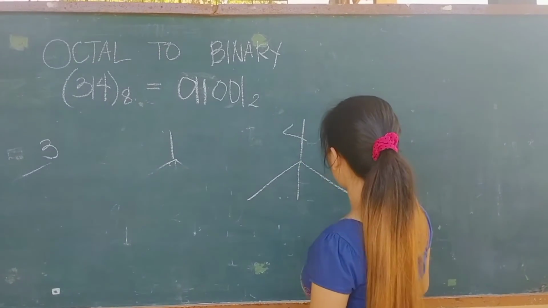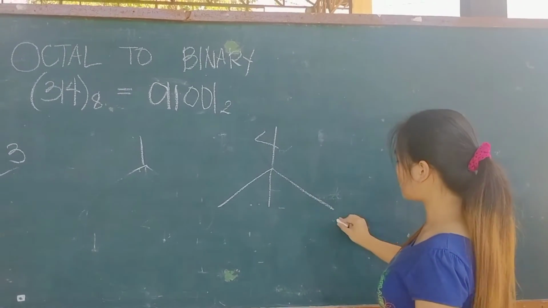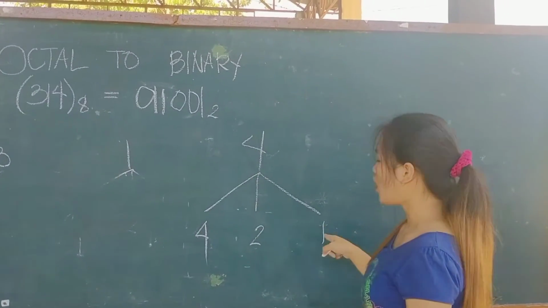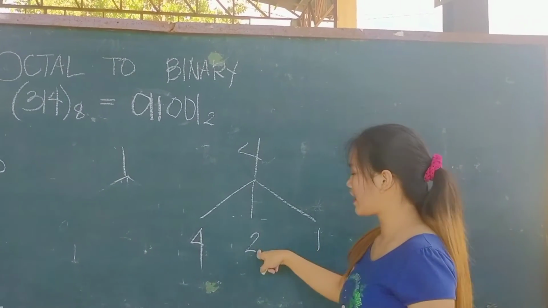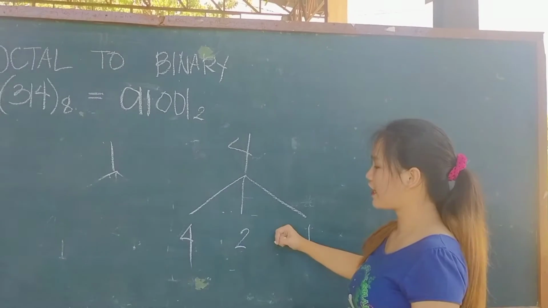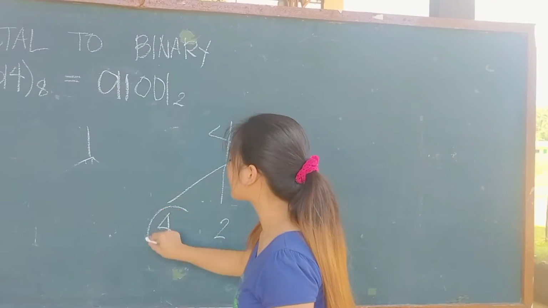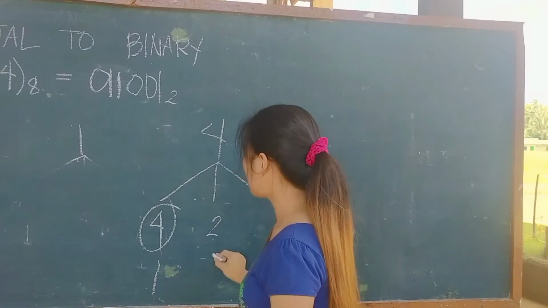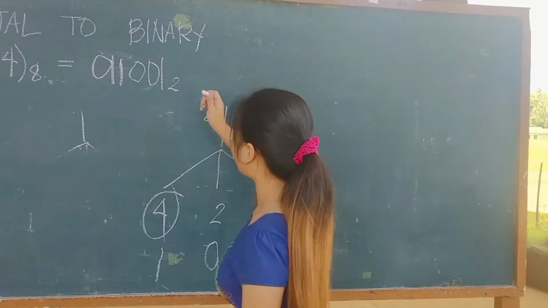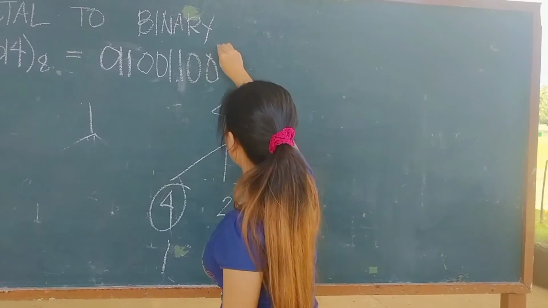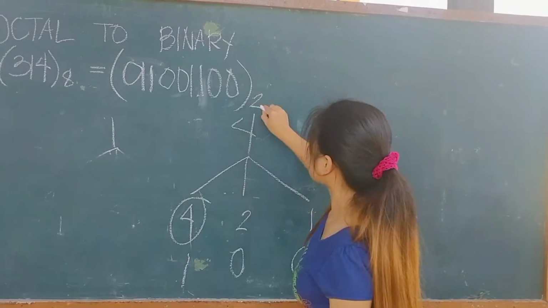Then for 4, here is the solution. It is 1, 2, 4. So 4 is the number. 1 plus 2 is equal to 3, so it is not obtained. And 1 plus 4 is equal to 5. So we go directly to number 4. So it is 1, 0, 0. Therefore, the answer is 1, 0, 0 with a base of 2.